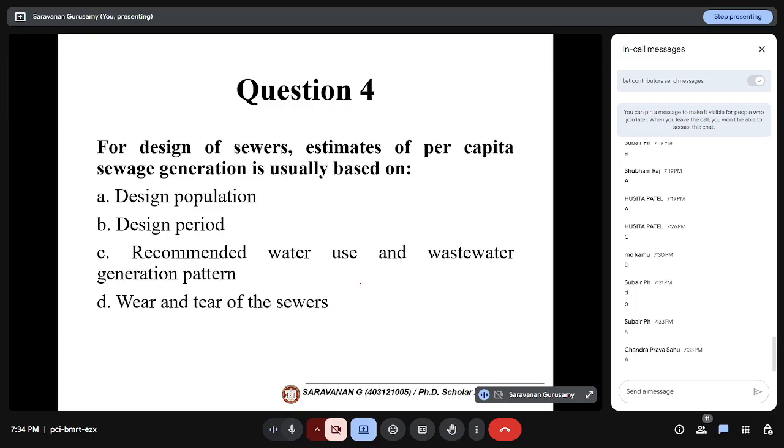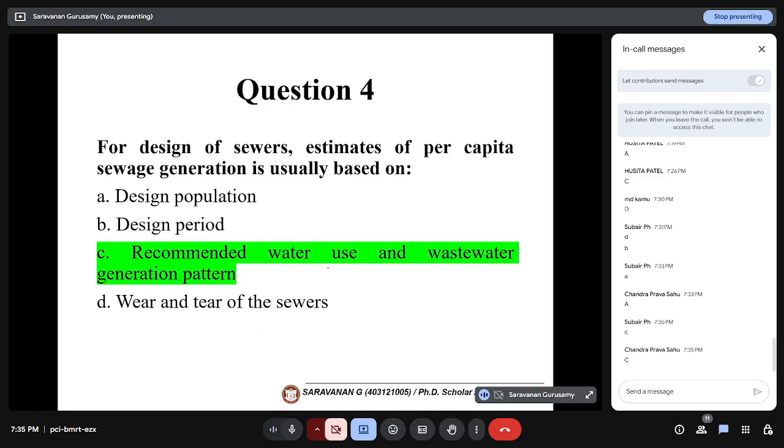Right. For the design of a sewer, estimates of per capita sewage generation are usually based on design population, design period, recommended water use and wastewater generation pattern, wear and tear of the sewers. Per capita sewage generation, how much a person generates, is based on how much water he is using and how much wastewater he is generating. Some people may conserve water, and minimal usage of water may result in minimum wastewater generation. So the water use pattern will also give you the wastewater generation pattern, right? So recommended water use and wastewater generation pattern is the answer for per capita sewage generation.